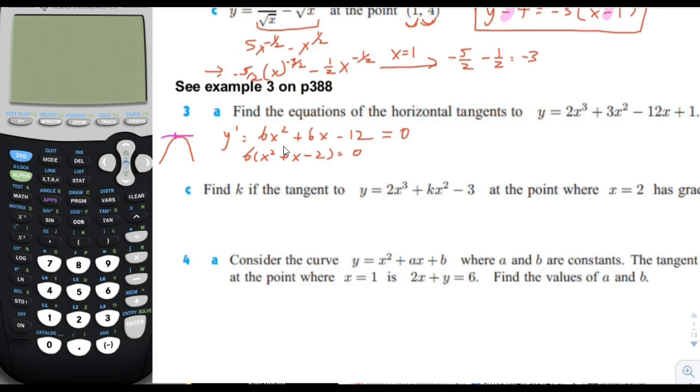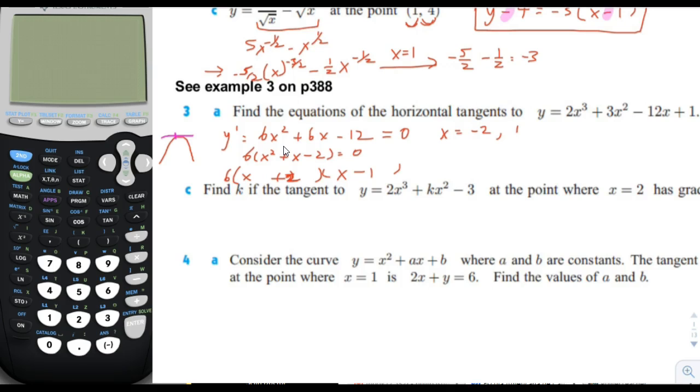Okay, we factor out a 6, and then we are going to find the solution to see when this is equal to 0. We can factor it. Let's see, how about x plus 2, x minus 1? Does that work? It does. So the solutions to this are x equals -2 or x equals 1. And so there are two tangents, maybe. And so let's try the first one.